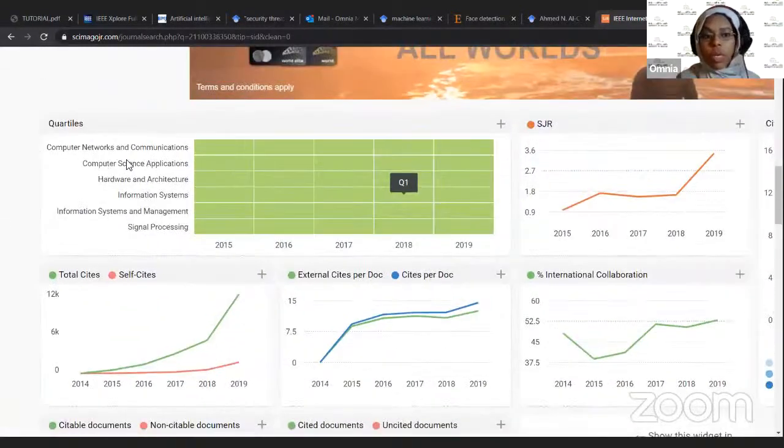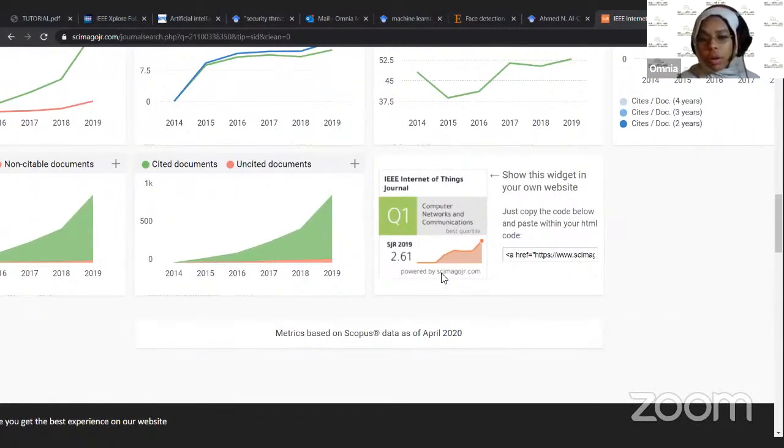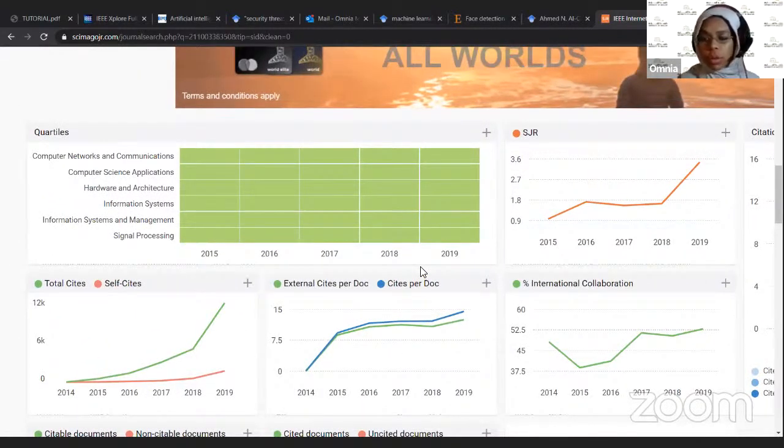And from this part, we can see the performance of this journal. Its performance over the 5 years was all Q1, which means that it was in the highest rank. Also, the SJR for this journal is 2.6, which is quite high. That means that this journal is a good destination for papers in IoT.